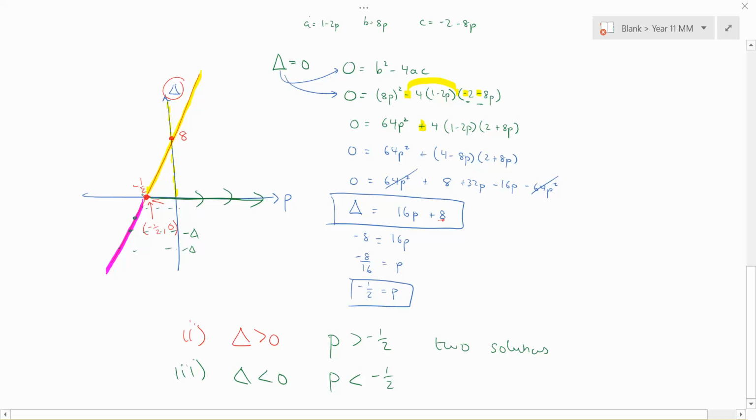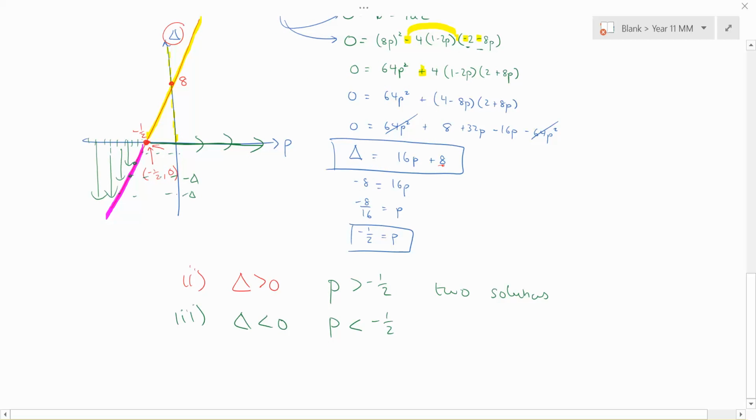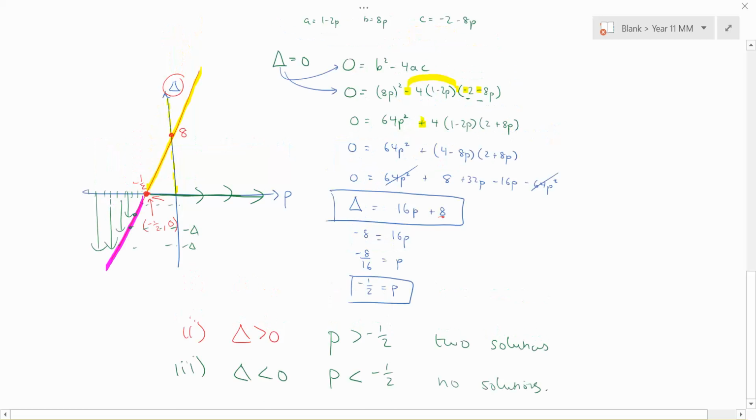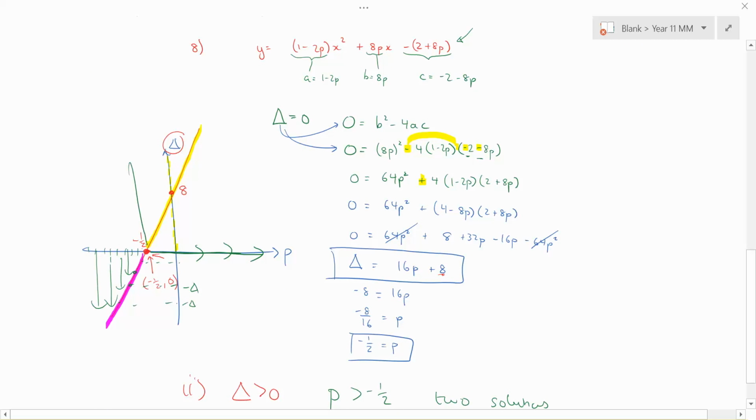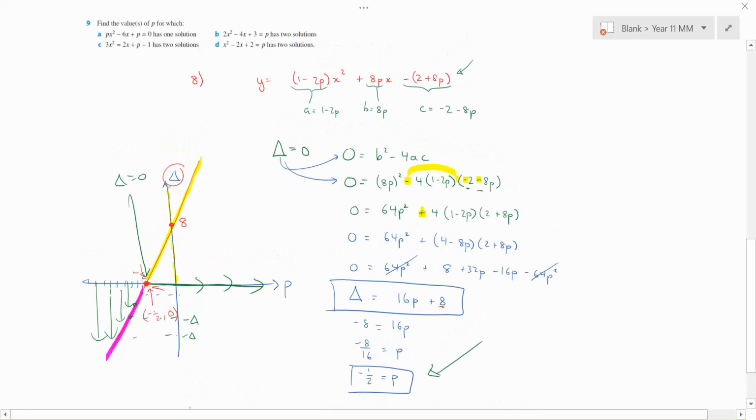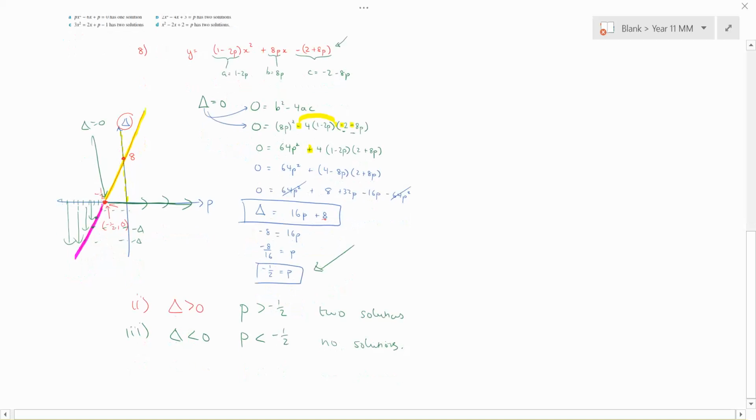So how do you get those values? You have to choose p values less than negative half. Yeah? So that's why if I chose less than negative half, you have no solutions. But that wasn't the question. The question was asking to have one solution. To have only one solution, it clearly is right when the discriminant equals 0, which we solved over here. Okay? So that's answering question 8.